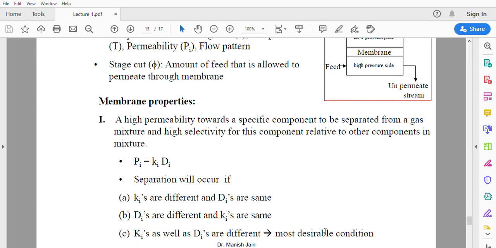So you have to choose the polymer in such a way that the Henry's coefficient, or the absorption coefficient, of the different gases present in the feed species, and the diffusion coefficient of those gases in that polymer, both should be different for the different components.